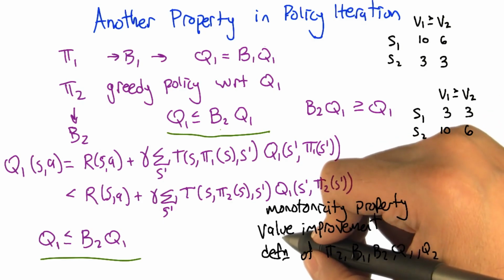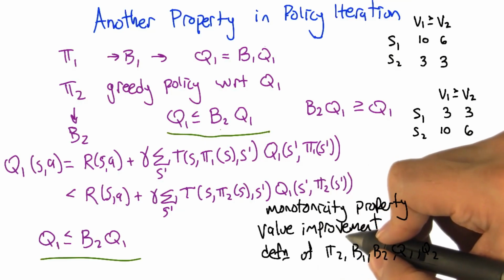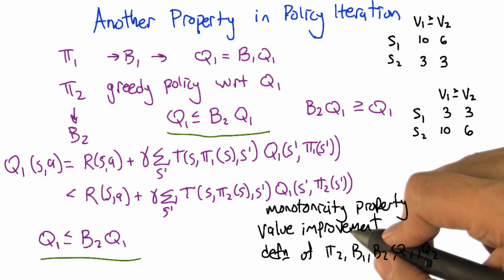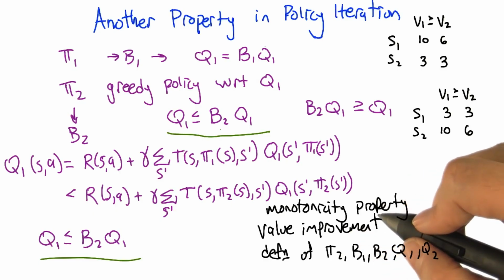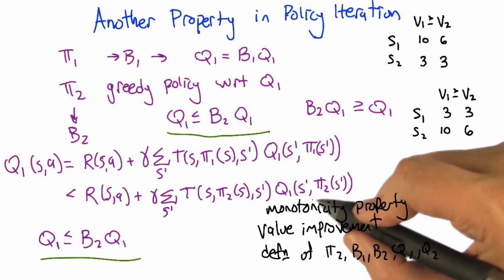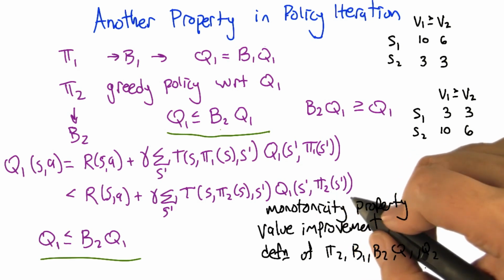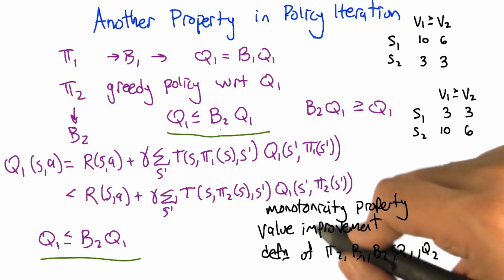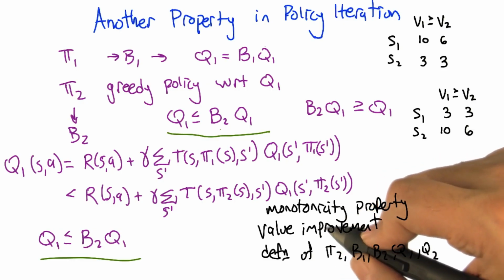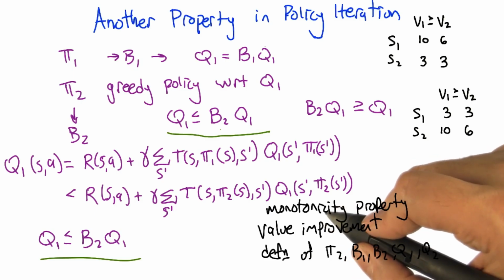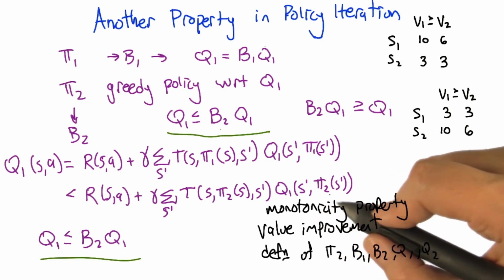Mm-hmm. And in particular, we get strict value improvement in at least one state if we haven't actually reached the fixed point yet. And therefore, each time we go through policy iteration, it's actually getting better until it can't get better anymore. One other interesting thing to point out is that each time we go through an iteration of policy iteration, we have a new deterministic policy. There's just a finite number of them.